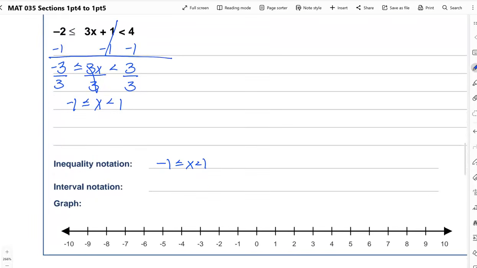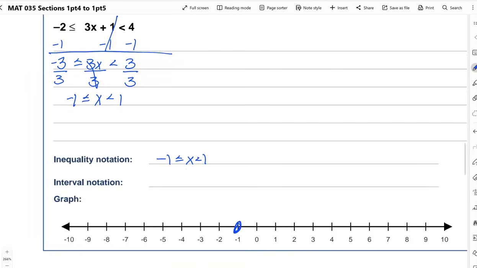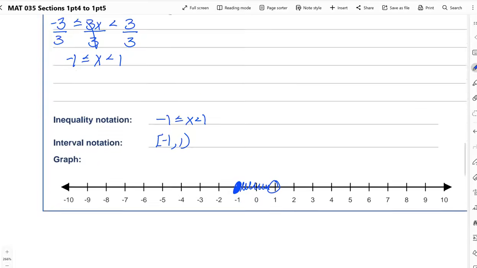On the graph, negative 1 is going to have a filled-in circle, a closed circle. 1 is going to have an open circle, and I'm shading in between the two numbers. Interval notation will go from bracket negative 1 to 1 with parentheses.